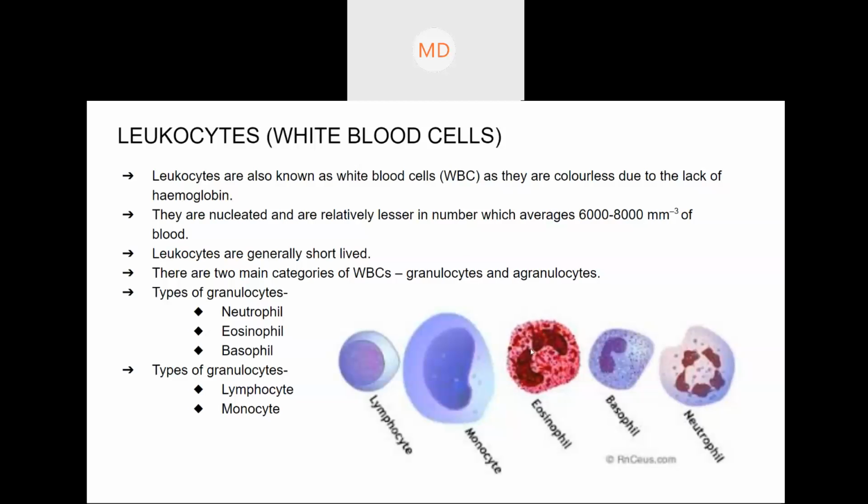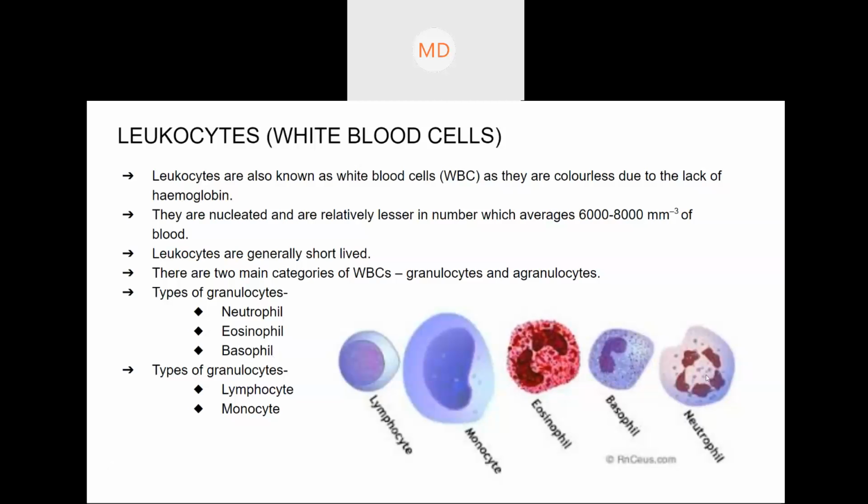Looking at the diagram, even if I hide these names, you will figure out which are the granulocytes. Here, this is not a granulocyte, right? No granules are there. This is also not a granulocyte because no granules are there. Here you can see many dots. This is a granulocyte, this is also a granulocyte, and this is also a granulocyte. So the types of granulocytes are neutrophil, basophil, and eosinophil.